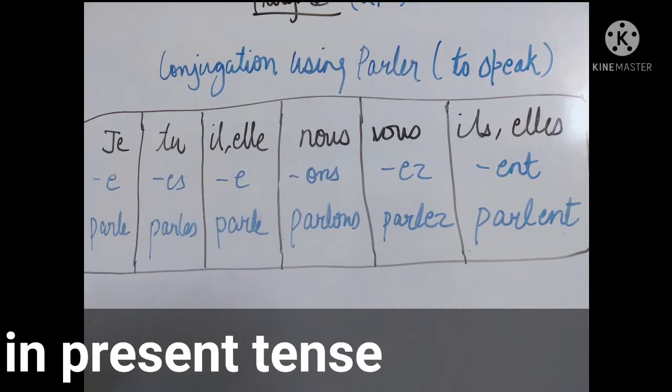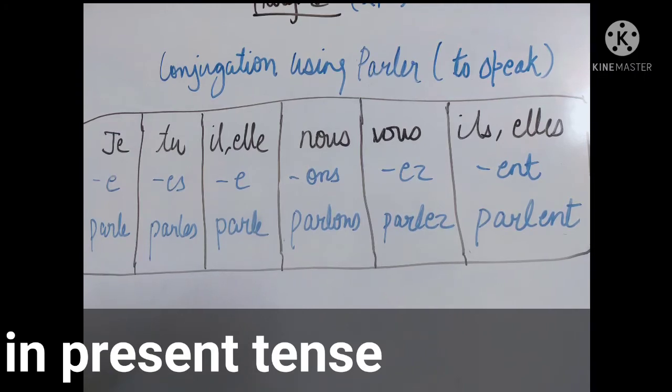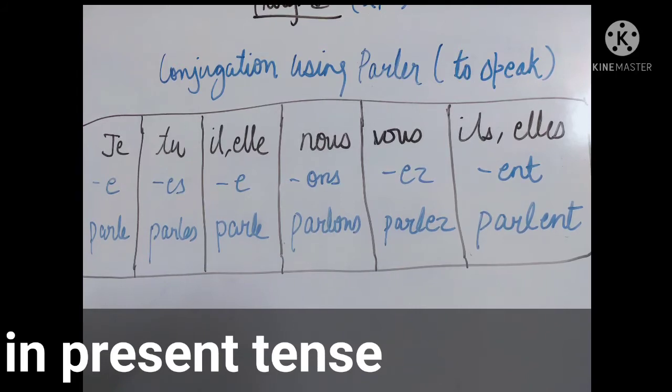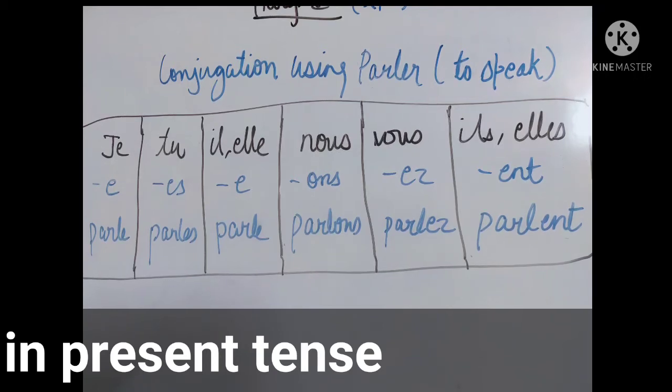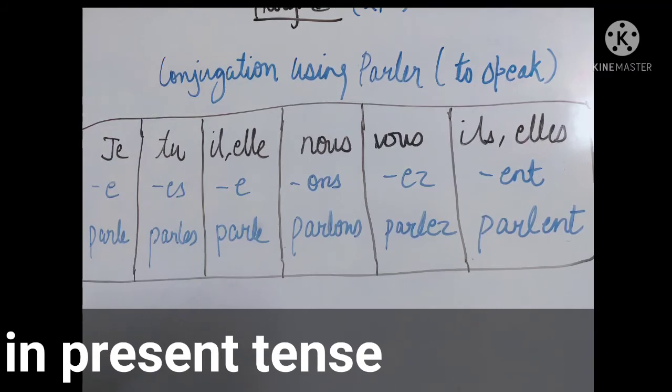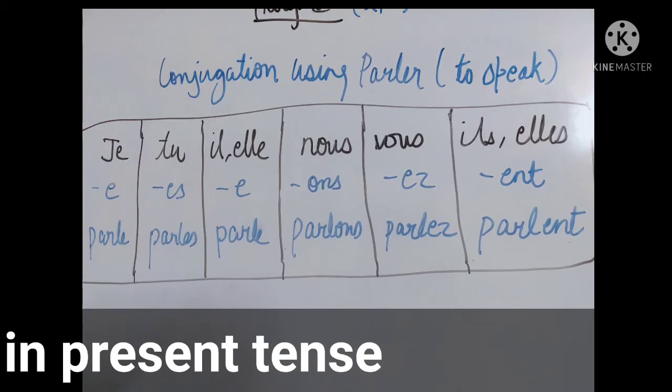On the topmost line you can see the subject pronouns je, tu, il, elle, nous, vous, ils, elles. And just below that are the endings for an er regular verb, which are e for je, es for tu, e for il, elle, ons for nous, ez for vous, and ent for ils, elles. Just apply the conjugation in the similar way which is mentioned there. Just add the endings which are mentioned just above. So we were with parler.